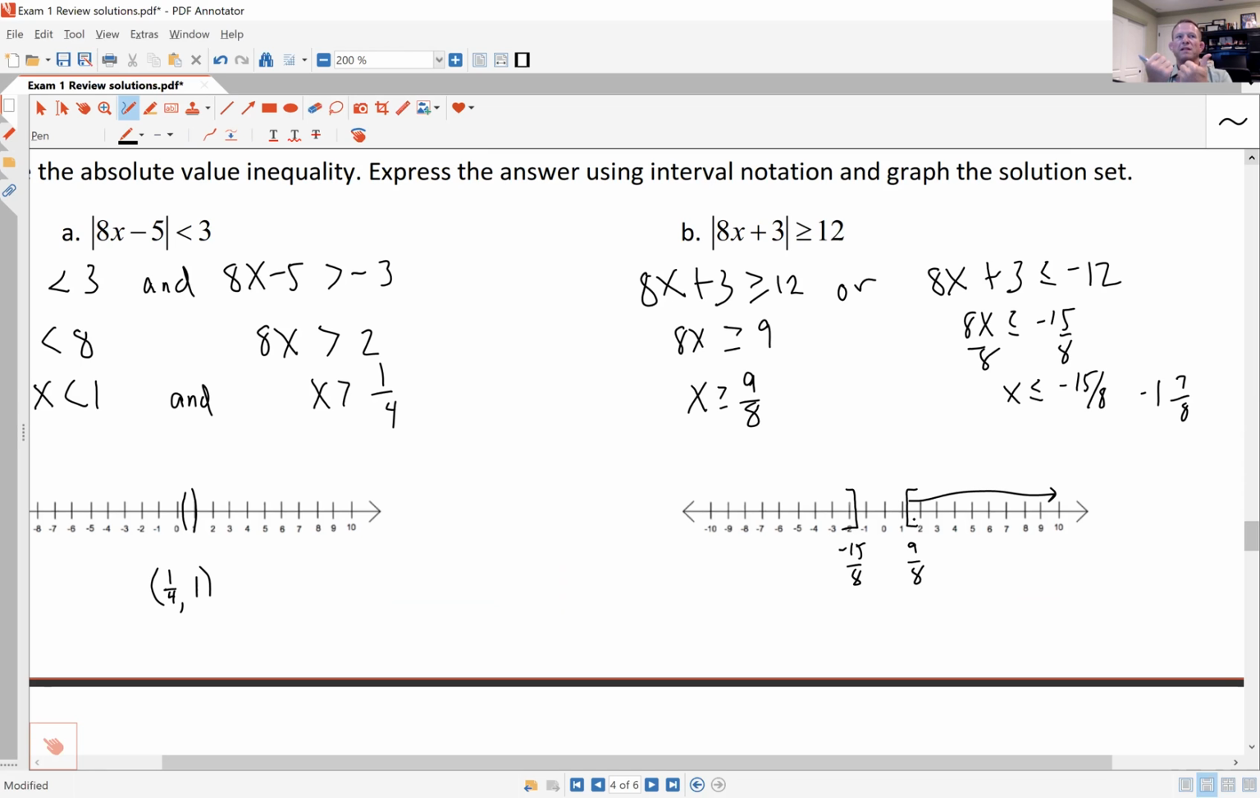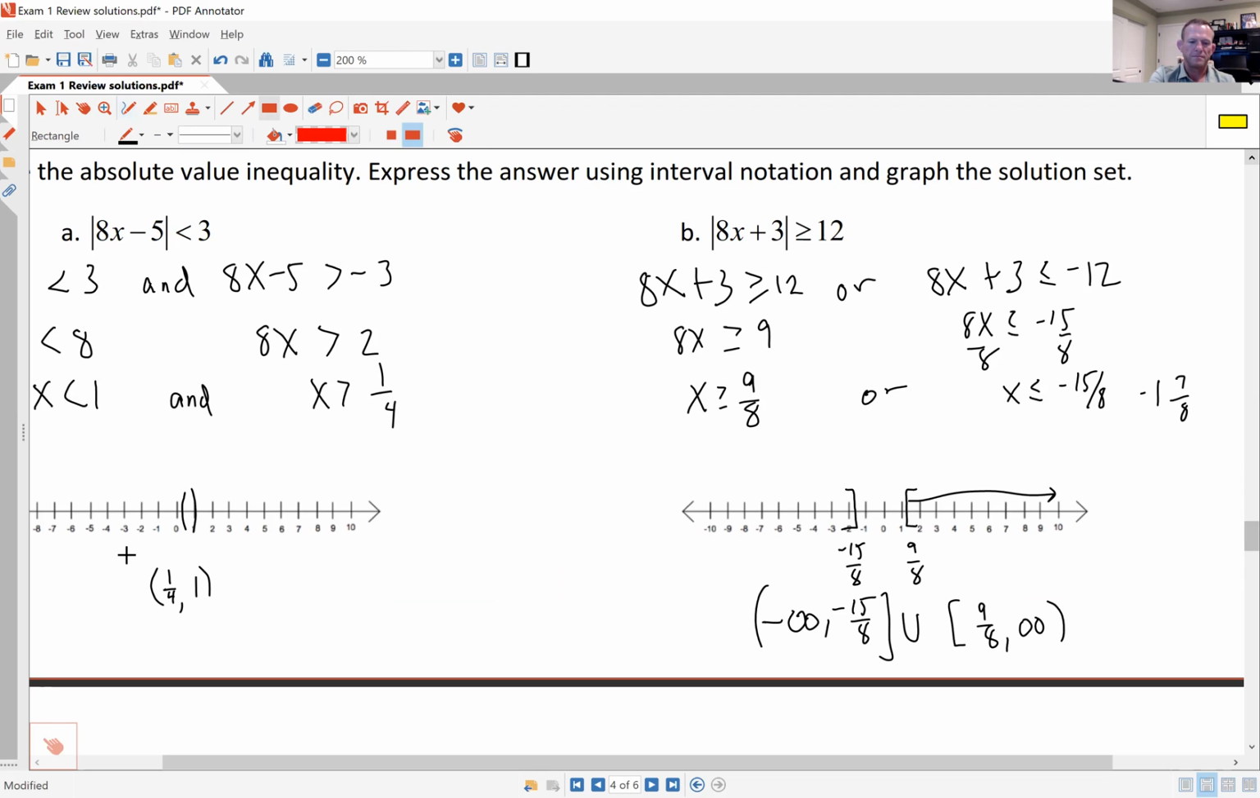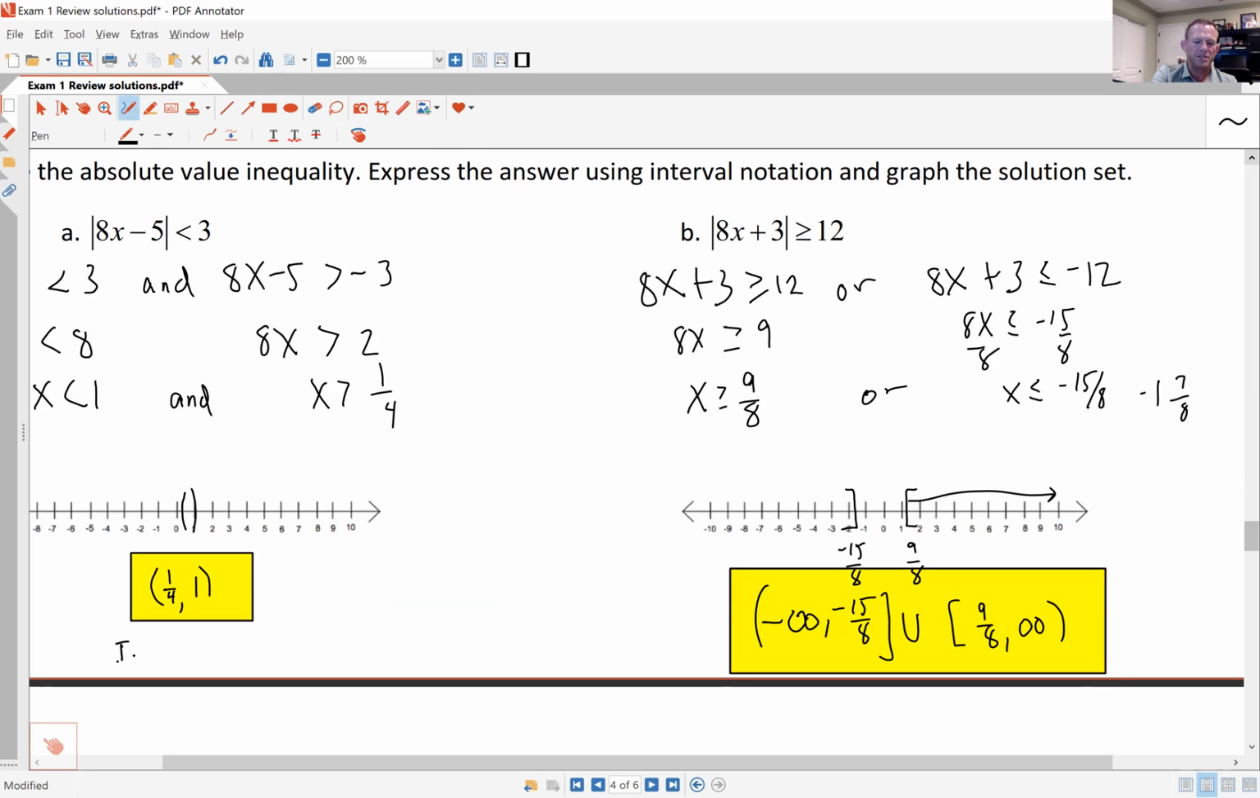But again, notice how they're pointing to the outsides. So you're either on the left or you're on the right. These are two disjoint intervals. So when we write the interval notation, we go negative infinity to -15/8 union 9/8 to positive infinity. So that's what we call the solution set in interval notation.